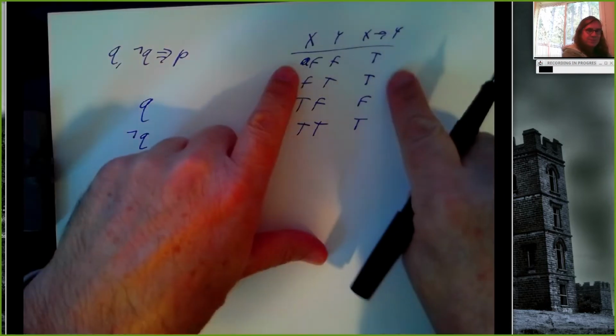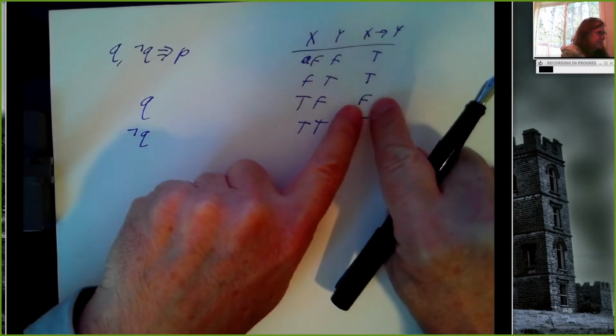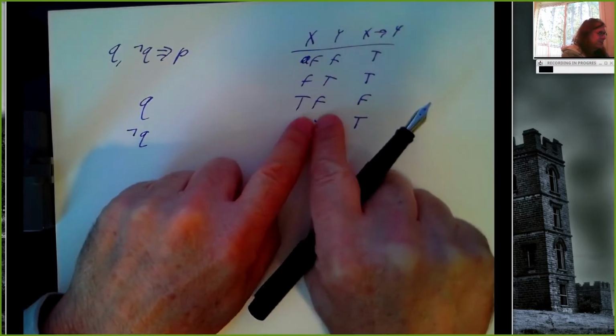All right, so there's the truth table for a conditional, right? And the conditional is always true except in the case where the hypothesis is true and the conclusion is false.